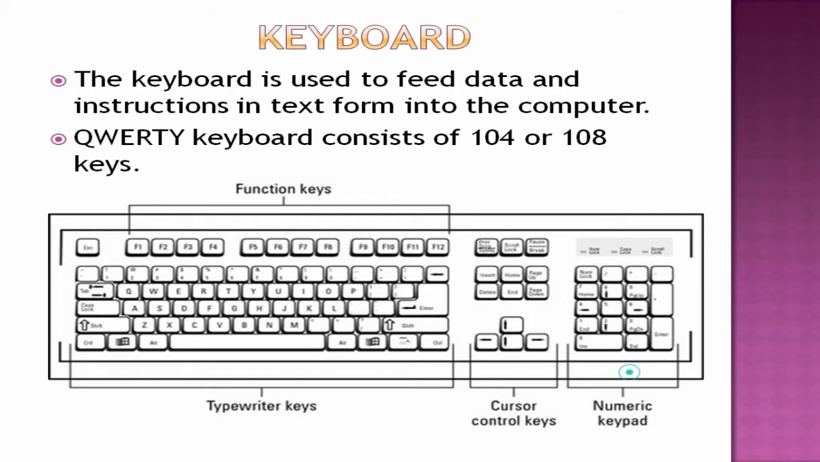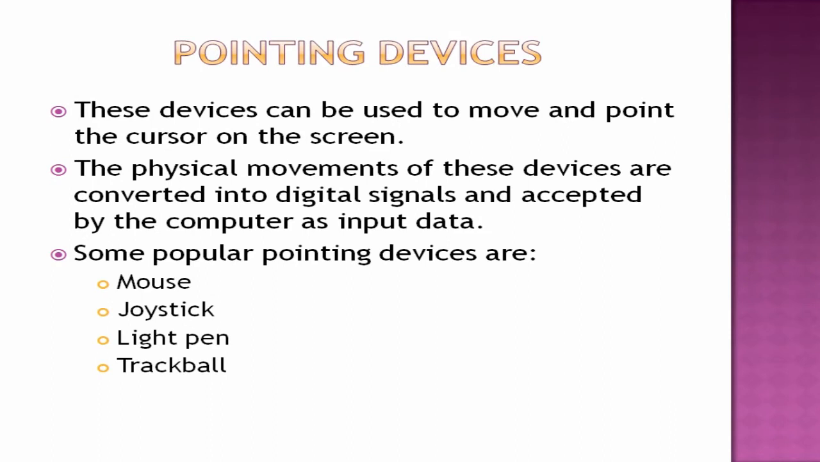Okay, let's see what the pointing devices are. These devices can be used to move and point the cursor on the screen. The physical movements of these devices are converted into digital signals and accepted by the computer as input data. You might know about the mouse. Keyboard and mouse are the most commonly used input devices, without which you cannot work with your computer. Some of the popular pointing devices are mouse, joystick, light pen and trackball.